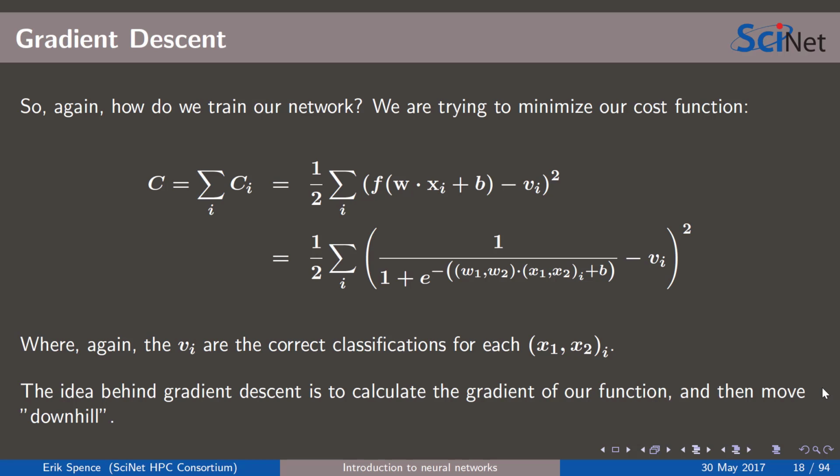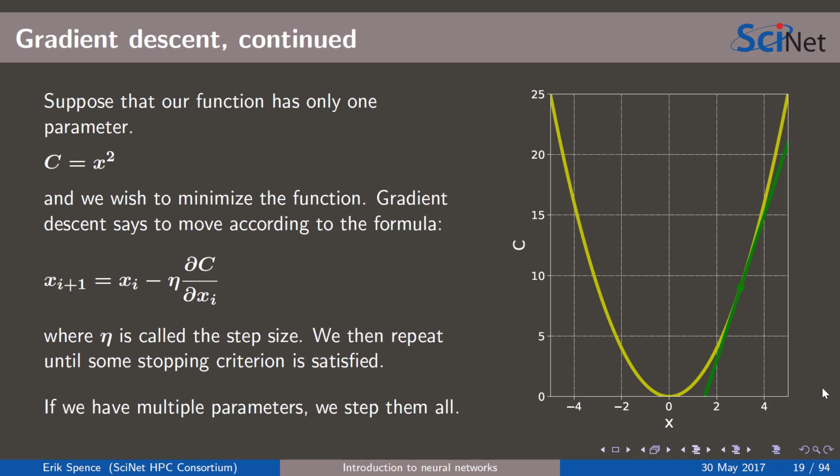The idea behind gradient descent is to calculate the gradient of the cost function and then move downhill by going down the negative gradient. If you've never seen it before, this is the textbook picture of how gradient descent works. You've got some cost function. In this particular case, we're just going to call it x squared. We want to minimize the function. We're at some value of x. We calculate the gradient, we take the negative value of it, and then we step by some amount. The amount we step is determined by this parameter called eta, which is called the step size.